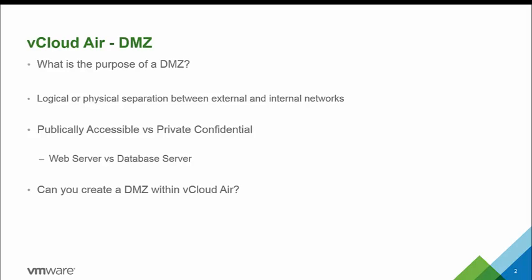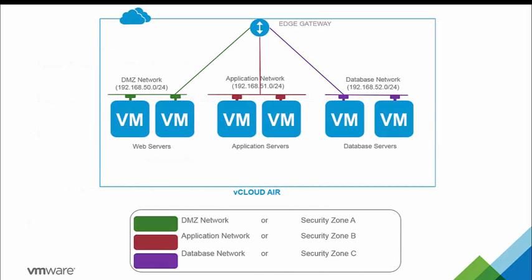A lot of questions that we receive from our customers is, can you create a DMZ within vCloud Air? And yes, you can. In this example, we can see three different networks: the DMZ network, the application network, and a database network. These networks will serve up our three-tier application, which comprises web servers, application servers, and database servers.